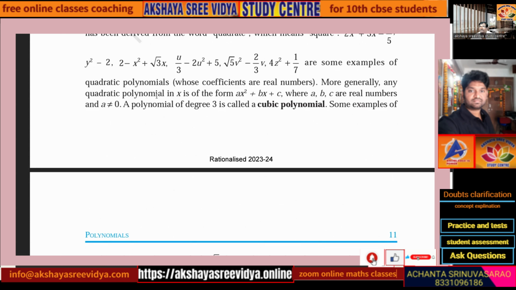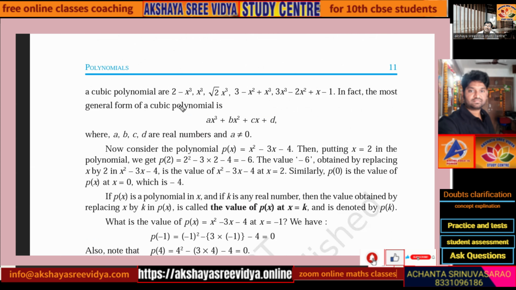And second, more generally, any quadratic polynomial in x is of the form ax square plus bx plus c, where a, b, c are real numbers, a not equal to 0. A polynomial of degree 3 is a cubic polynomial. For example, a cubic polynomial is 2 minus x cube.